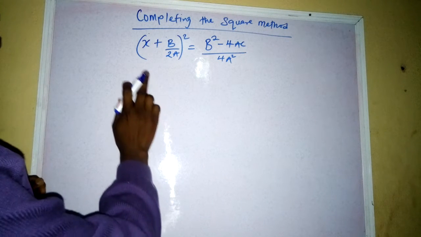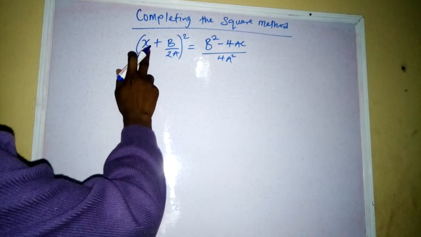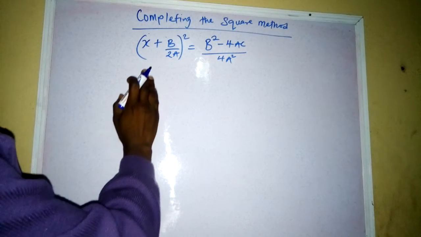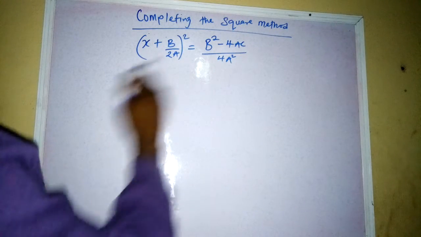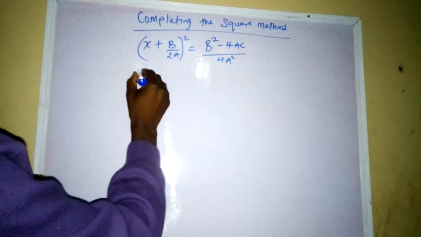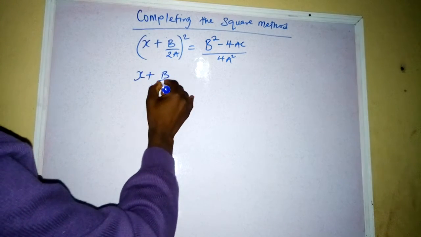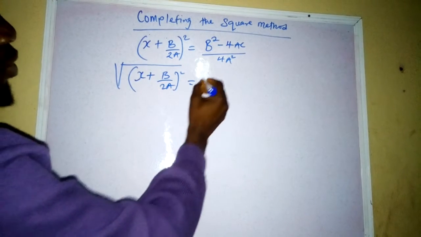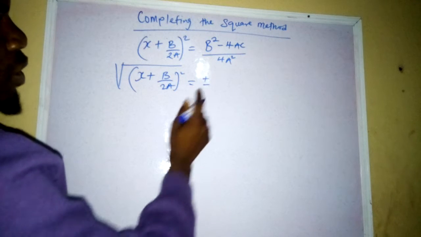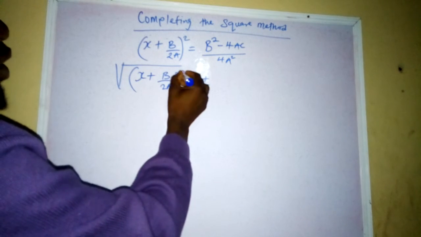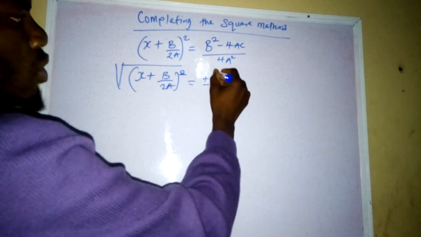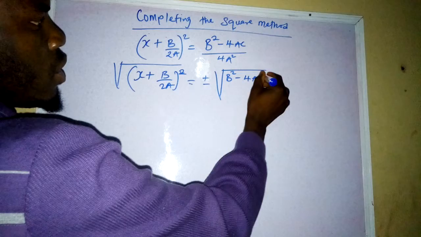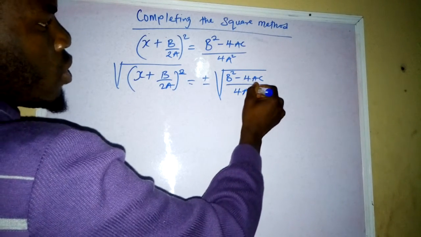Now, since we're looking for the value of x, what we need to do in order to do away with this power is to take the square root of both sides. So if I'm taking the square root of both sides of this equation, we are going to have that x plus b all over 2a all squared, the square root, is equal to, on this side it will take plus or minus, because we are taking the root of an even number, plus or minus the square root of b squared minus 4ac all over 4a squared.